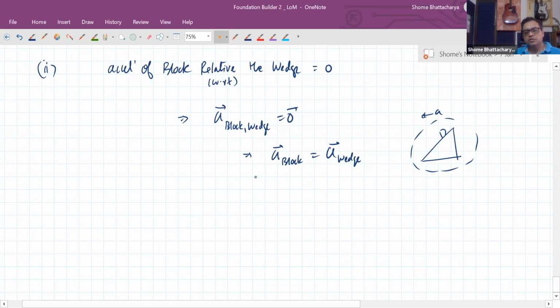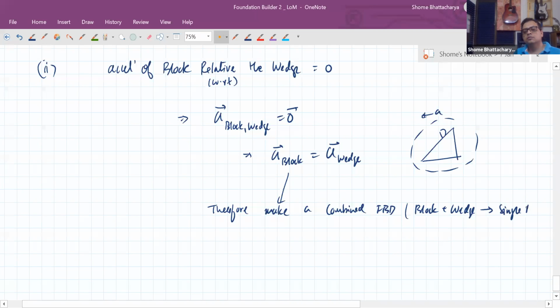So now, since they are moving together, we can make a combined free body diagram for the block plus wedge as a single body. Okay. So think of that whole thing as one single mass, small m plus capital M. And on that mass, what all forces are acting? Horizontally, there's only one force. Rest is vertical.